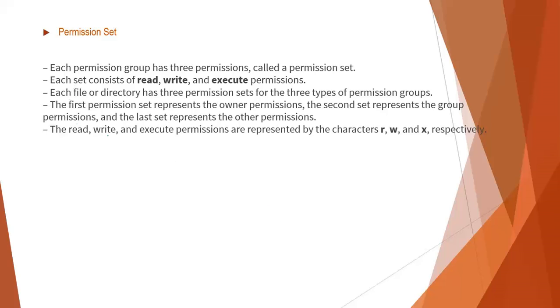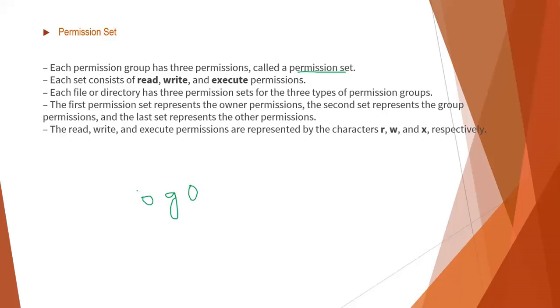So in file permission set, we have something called read, write, as well as execute. As I told you, each permission group has three sets of permissions, called a permission set. As I told you, we have three types of users. One is owner, other one is the group, and after that we have one more thing called others.